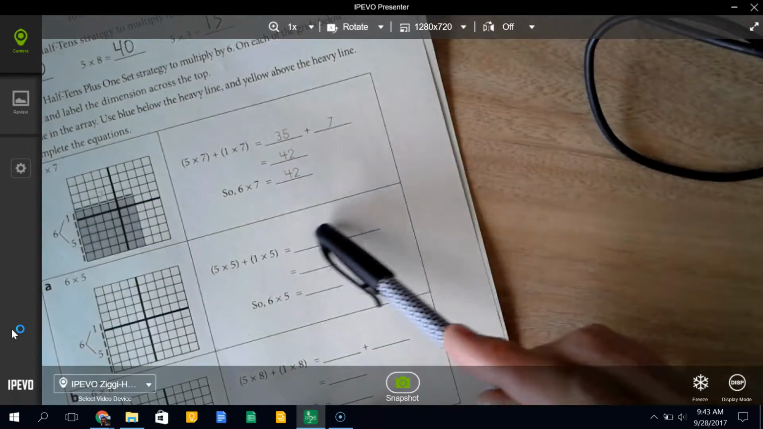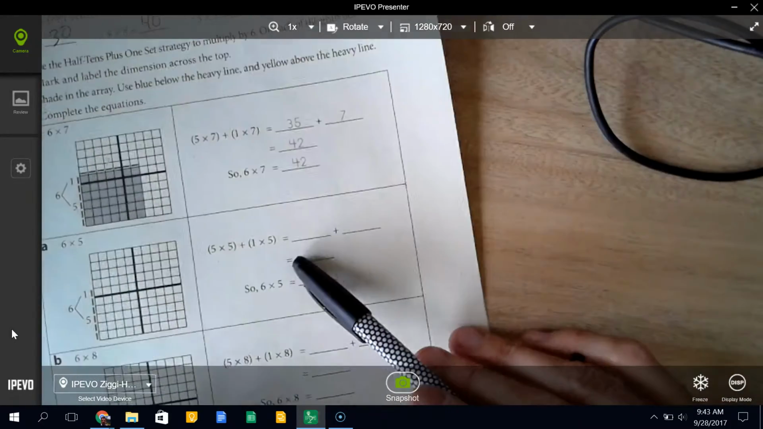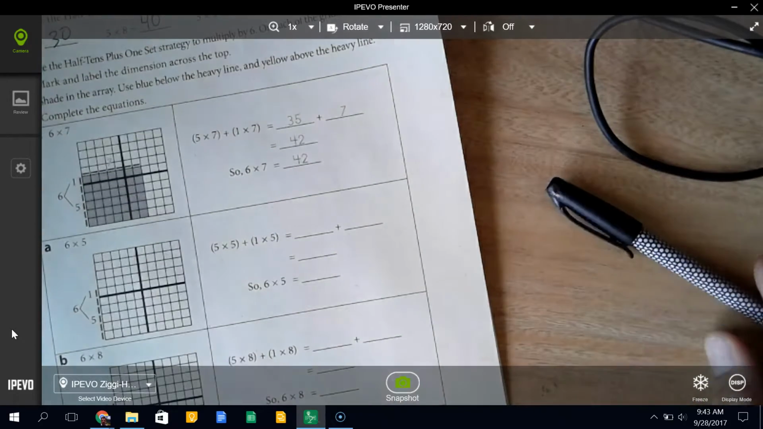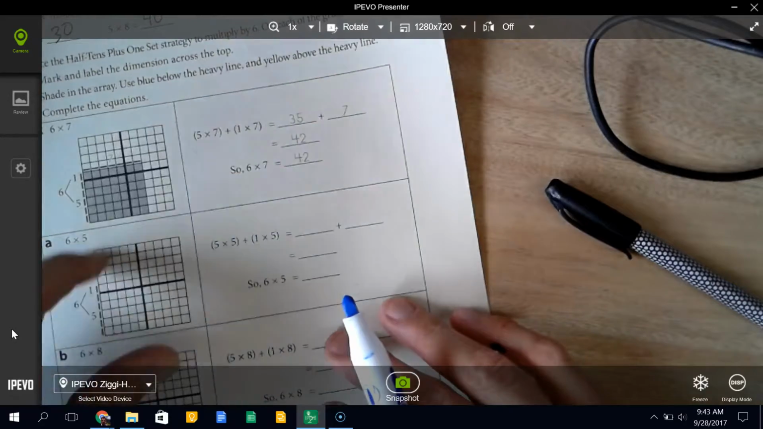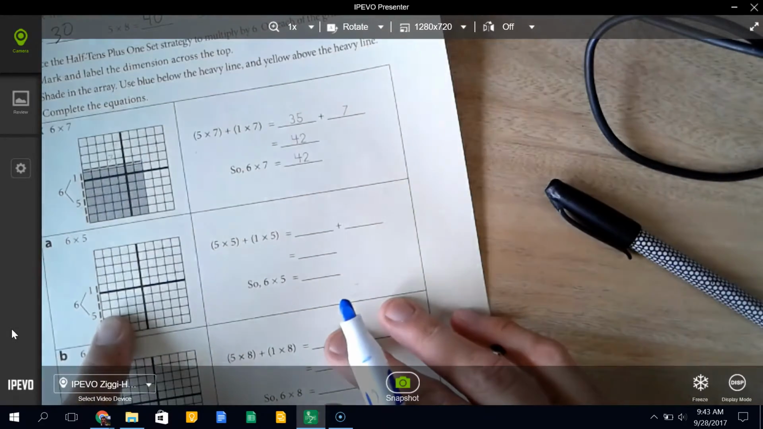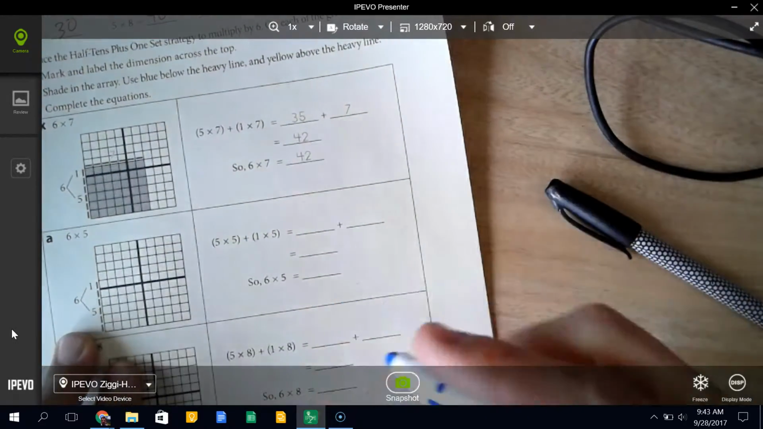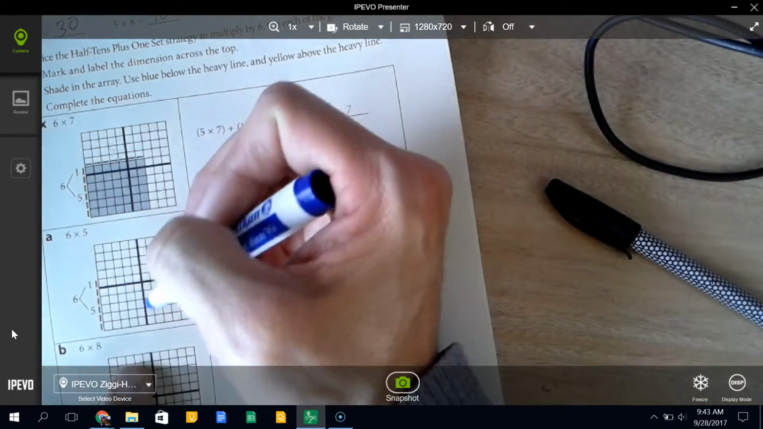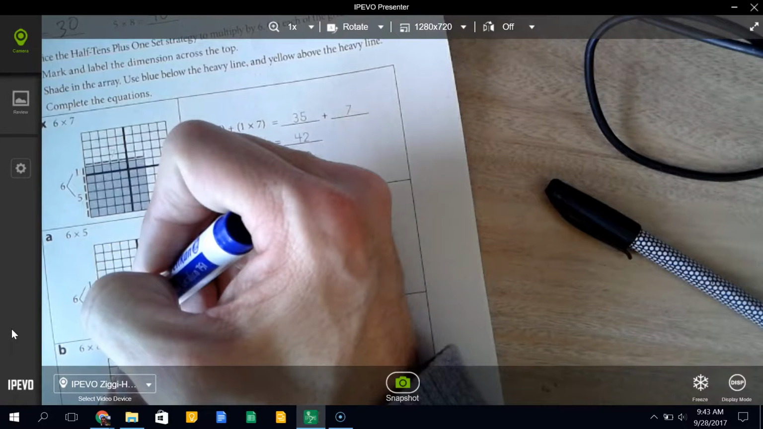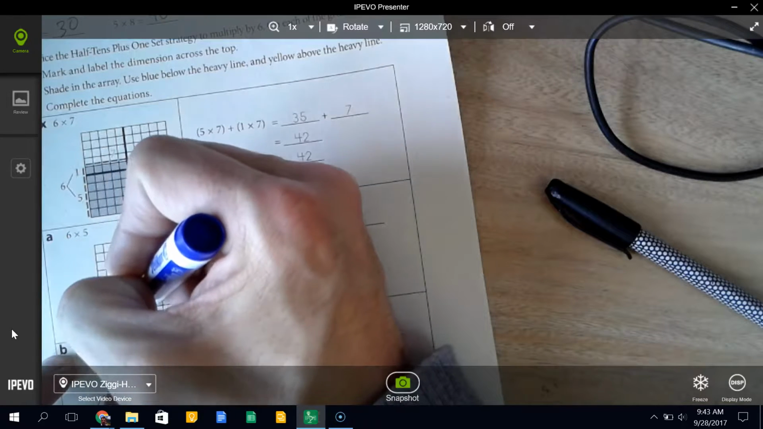And then we follow the steps here. Okay, so what does it say? Use blue below the heavy line and yellow above the heavy line. So 6 by 5. So we have 6, and then by 5, 1, 2, 3, 4. Oh, by 5. So we have this array.